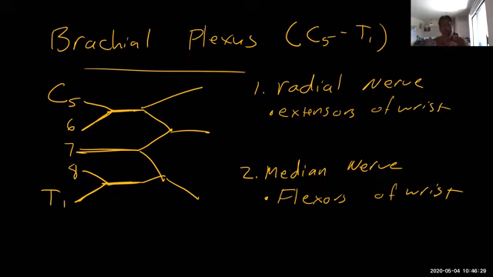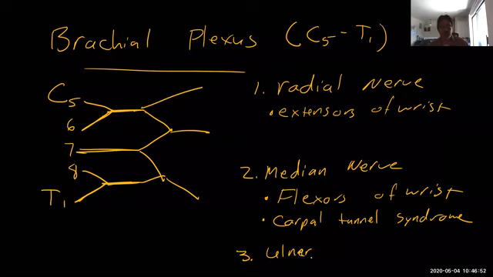Now, if you guys remember, the median nerve will go through a narrow passage through your hand, called the carpal tunnel. And this is the one that gets compressed with carpal tunnel syndrome. And last but definitely not least, the ulnar nerve. Ulnar nerve is going to the muscles of the hand as well. By the way, the ulnar nerve is what passes right through your elbow. And when you hit it, this is what we like to think of as the funny bone.